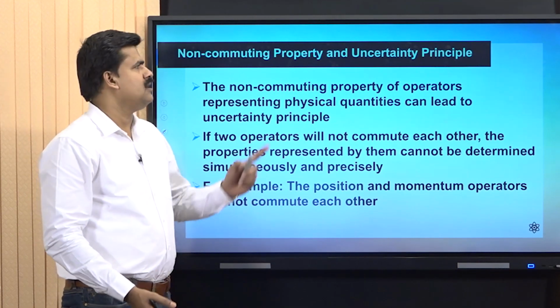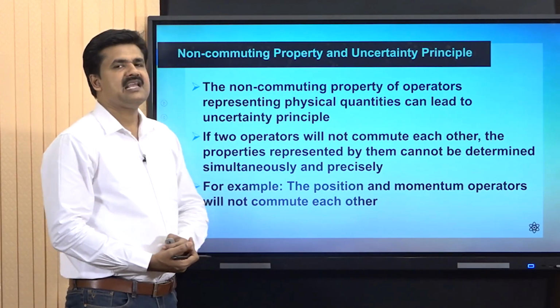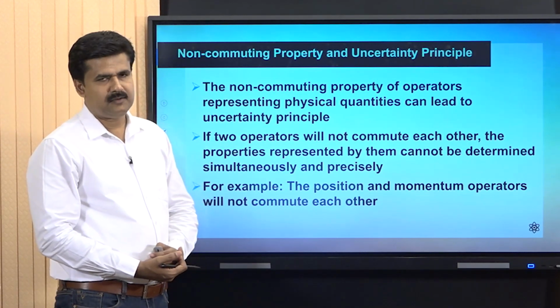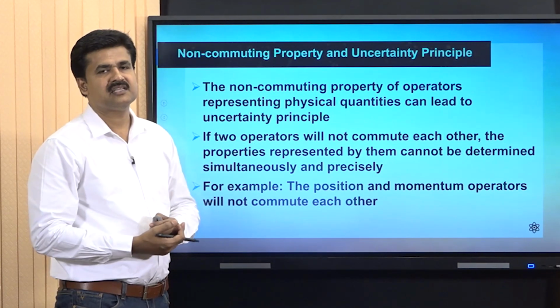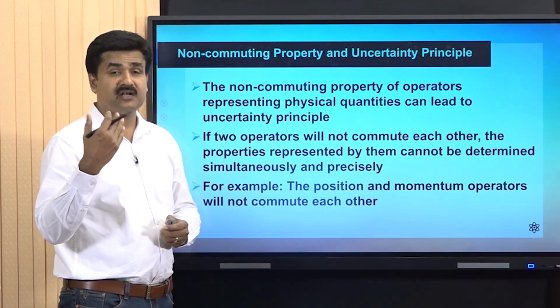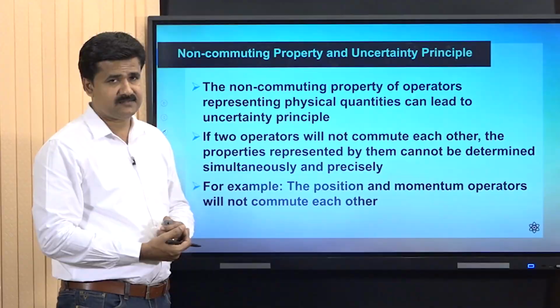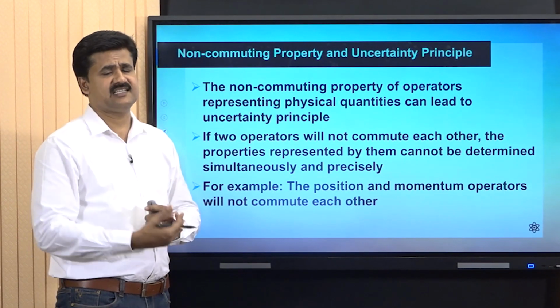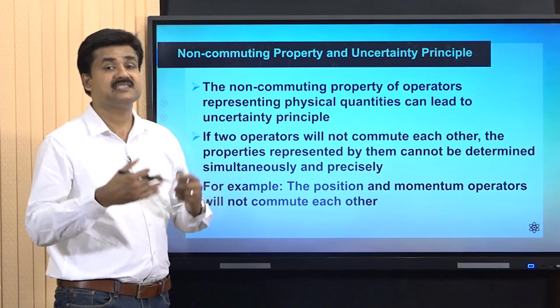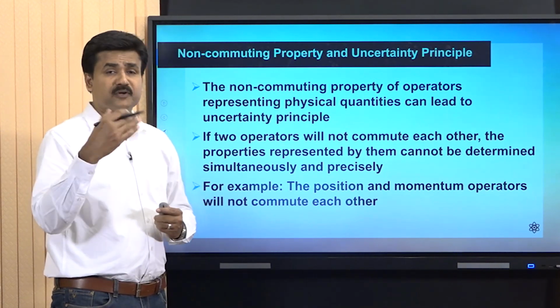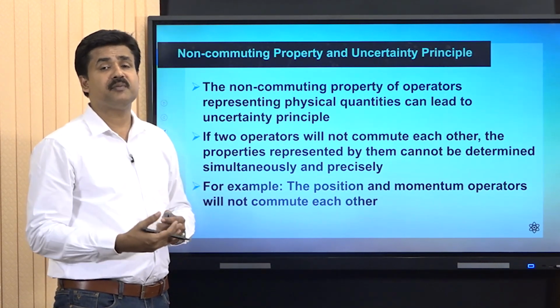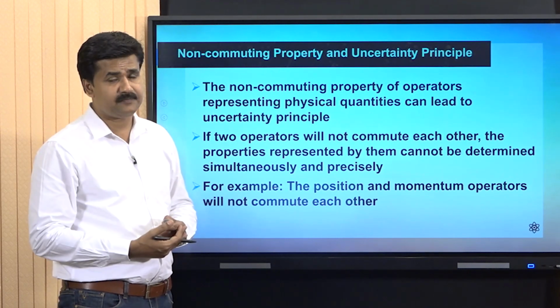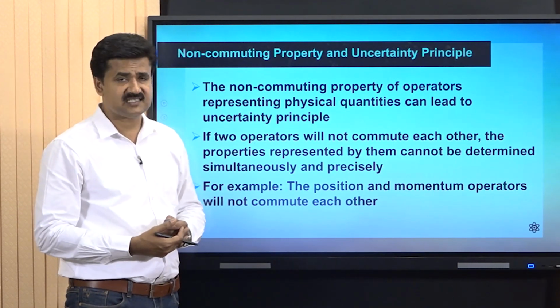Now, non-commuting property and uncertainty principle. I already mentioned that the position operator and the momentum operator are two non-commuting operators. The non-commuting property of operators representing physical quantities can lead to the uncertainty principle. We are familiarized with the uncertainty principle. It is impossible to determine the position and the momentum of a moving subatomic particle simultaneously and precisely. That is a statement of the uncertainty principle.